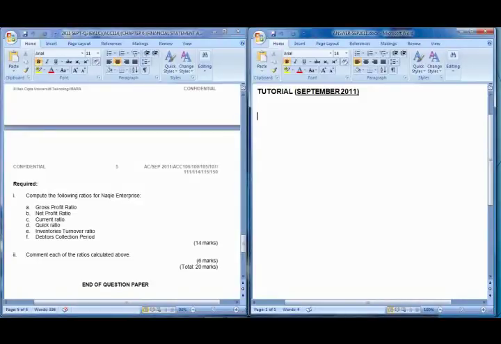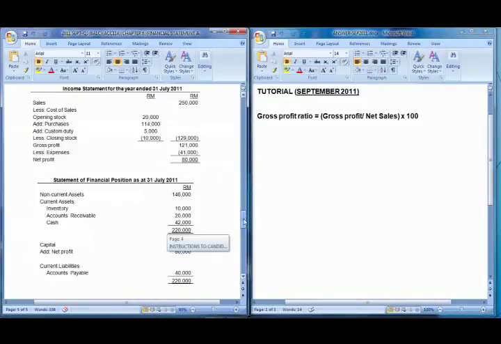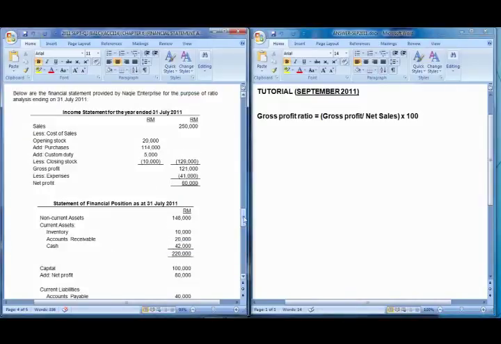So the first thing you have to do is list out the formula first. So the formula for the gross profit ratio is, okay, Azim, can you give me the formula for the gross profit ratio? Okay, the formula for gross profit ratio or gross profit margin is gross profit divided by net sales times 100. Okay, so we have the formula, so we just have to identify the value for the gross profit and the value for the net sales to be substituted in the formula.